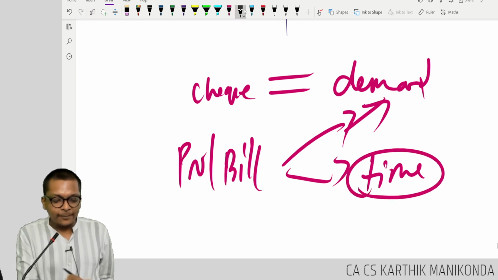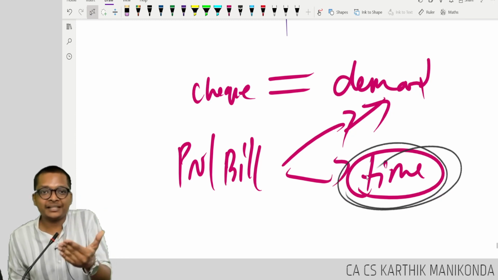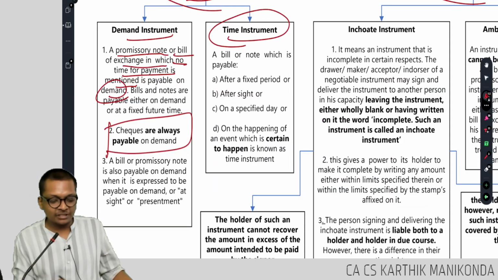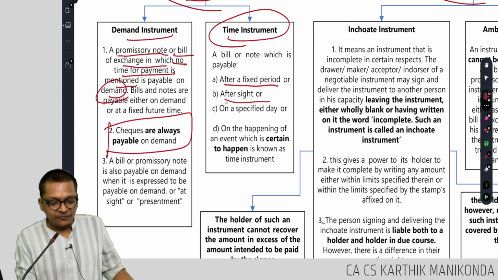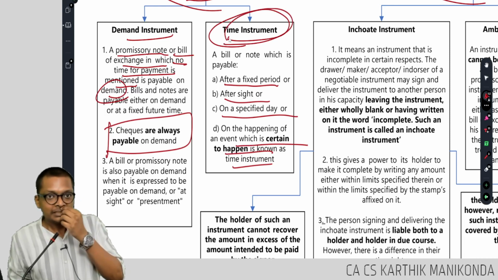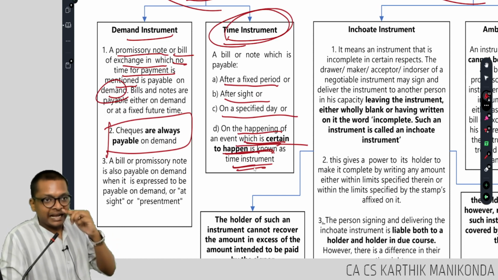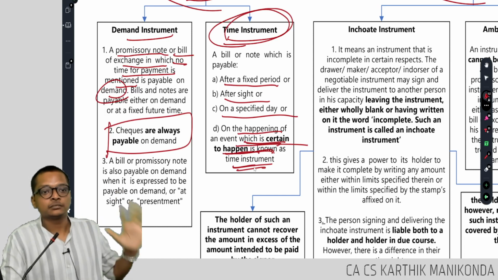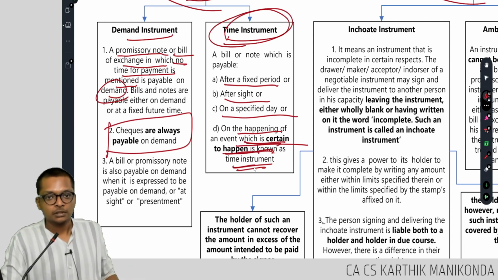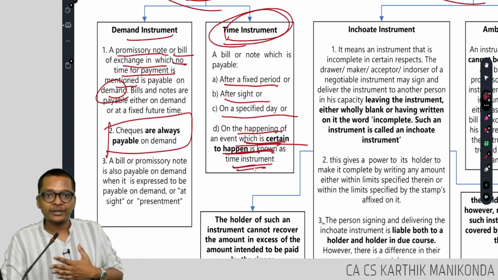That time, how do I communicate that time? We have to use some wordings: after 3 months, at 3 months. Technically the law uses wordings like after a fixed period, after sight, on a specified day, or after the happening of some event. Time instrument is not only time. Sometimes I will tell time instrument on the happening of an event which is certain to happen is known as a time instrument. I will pay you 1 lakh upon the death of X. Death is certain. Are you following, guys? So you will wait till the death for the payment. Are you getting it, guys?